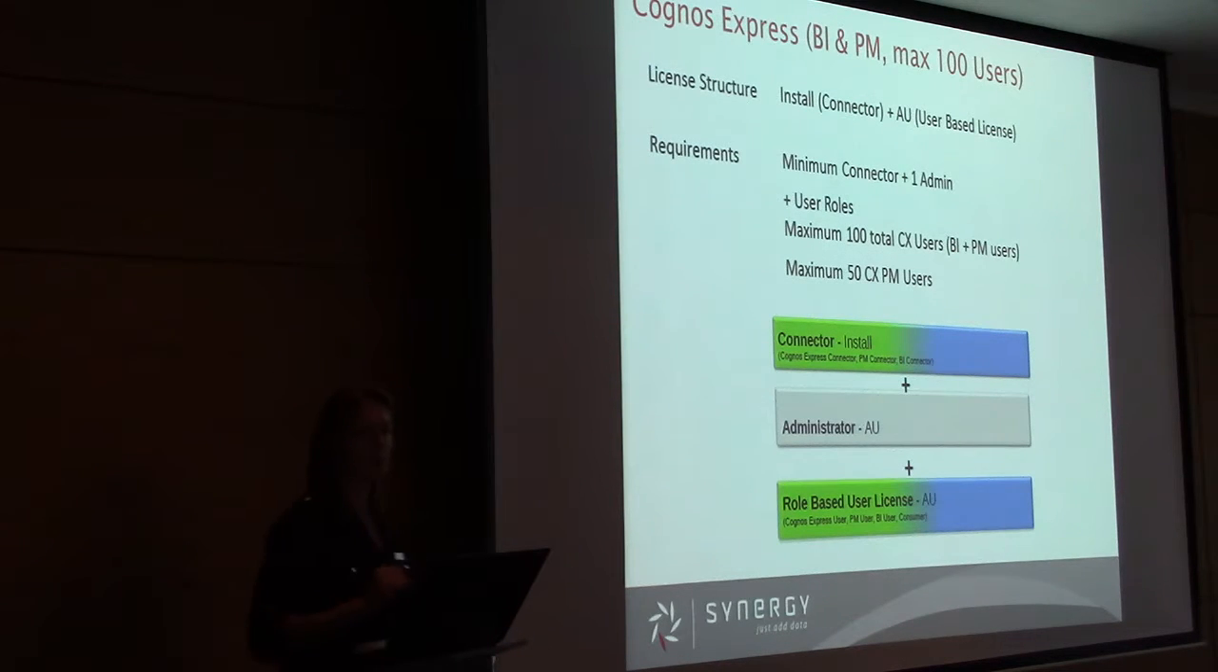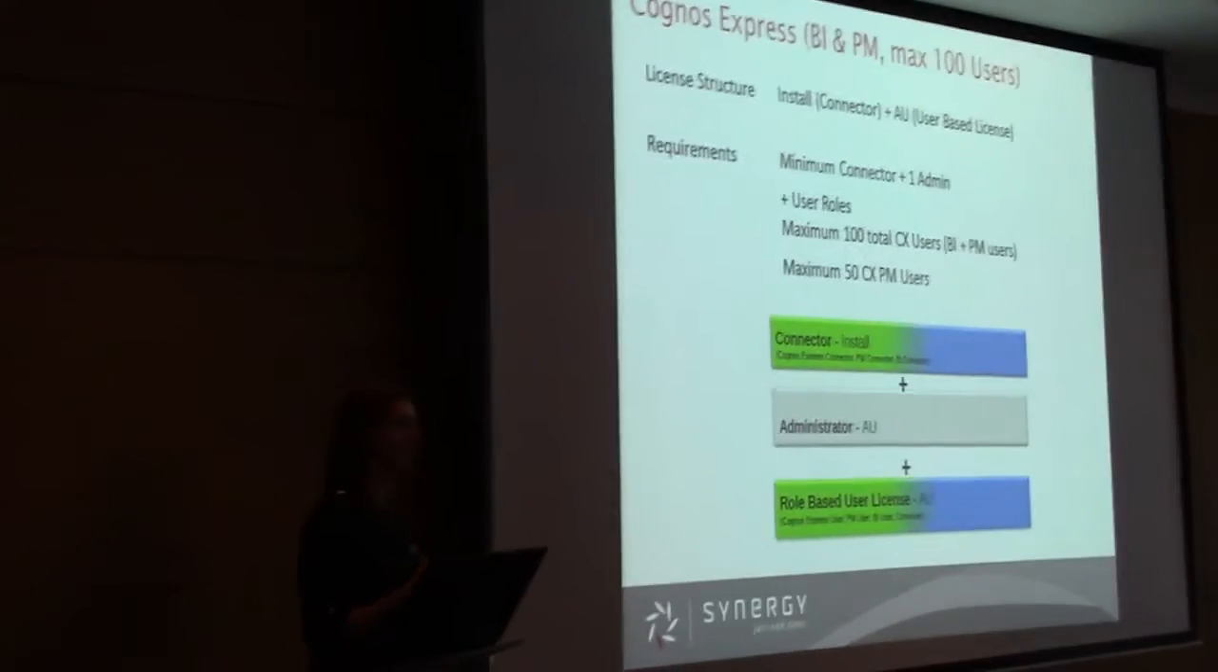So let's talk about what you've got. You've got your connector. So the connector would either be PM for performance management, BI for BI, or if you have something that's just called a connector, that means you have a combination thereof.